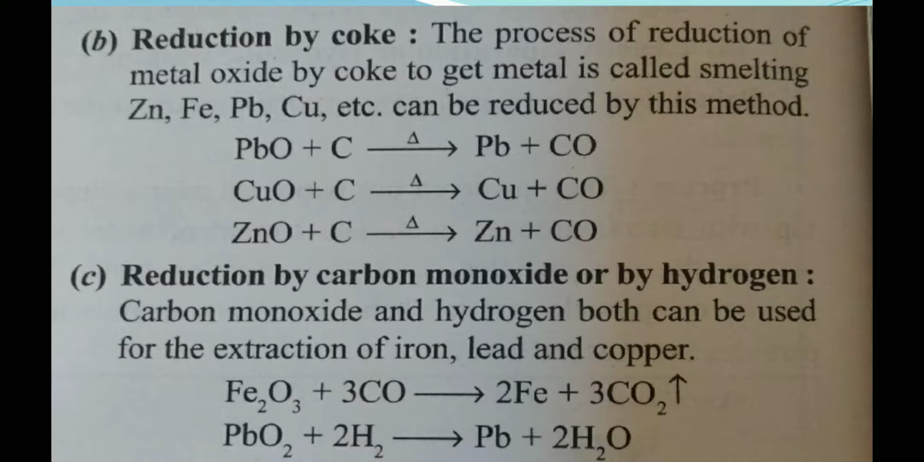Reduction by carbon monoxide or by hydrogen. Carbon monoxide and hydrogen both can be used for the extraction of iron, lead and copper. Fe2O3 plus carbon monoxide gives rise to iron plus carbon dioxide. PbO2, that is lead dioxide, plus hydrogen gives rise to Pb plus water.